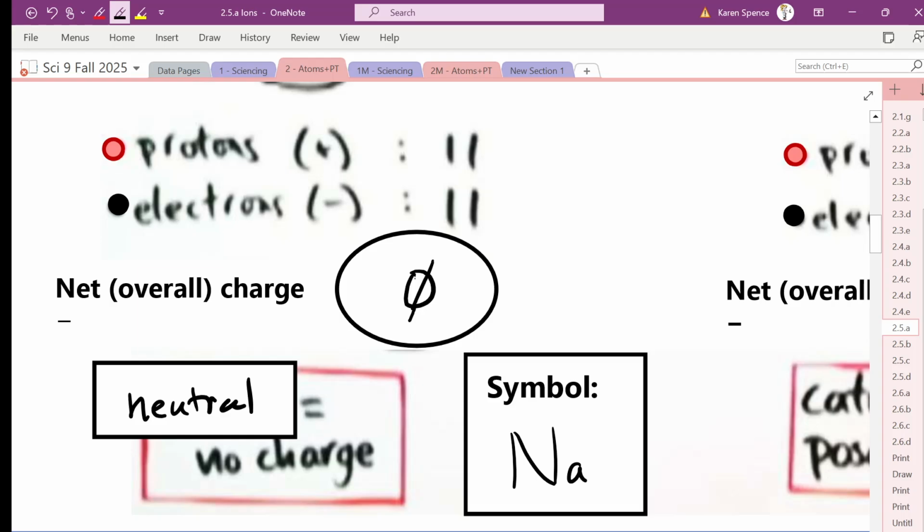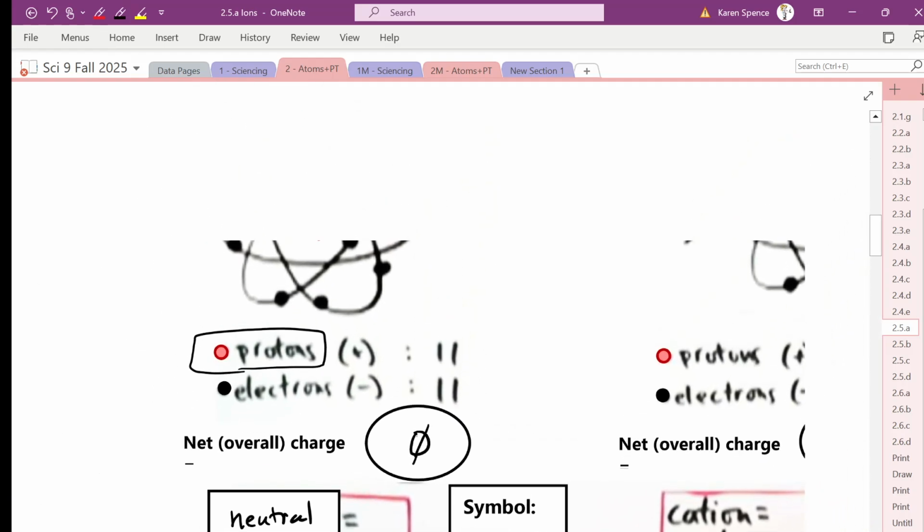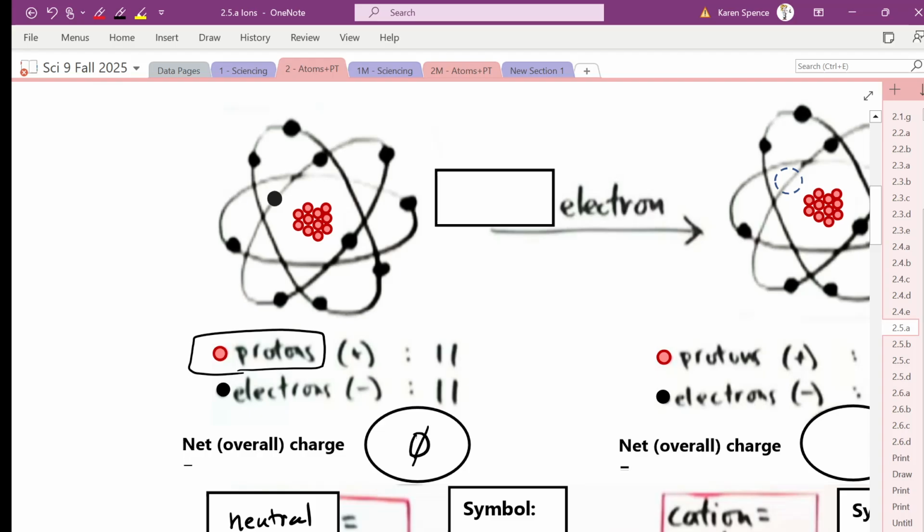Where would we put the number of protons in that symbol if we wanted to? Does the number of protons go at the top or at the bottom on the left? The bottom. It goes at the bottom. What would go on the top left? The mass number. Is there any way for us to know the mass number of this sodium atom?